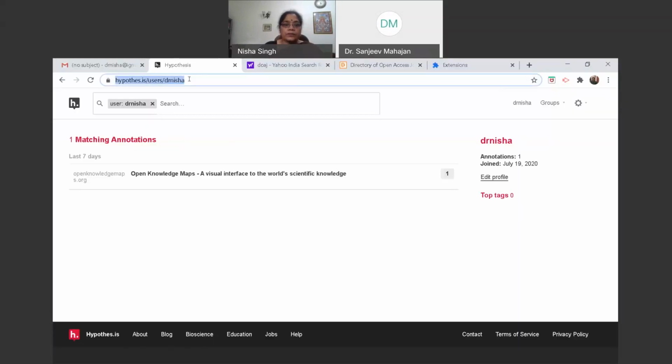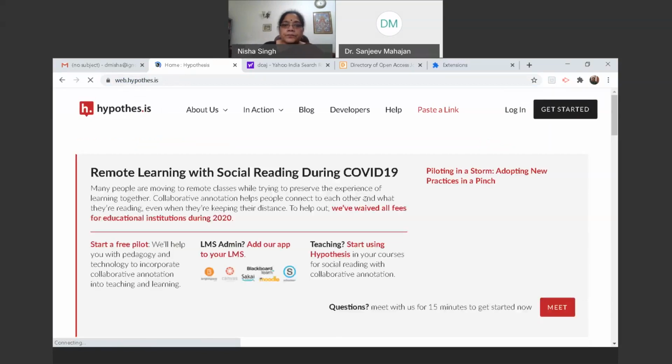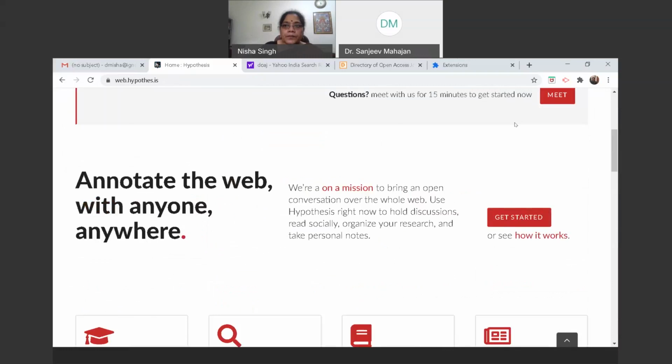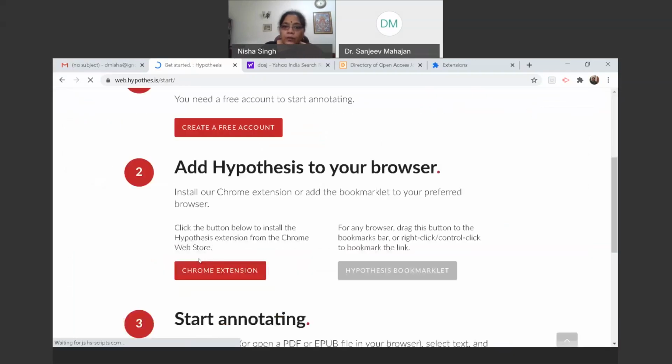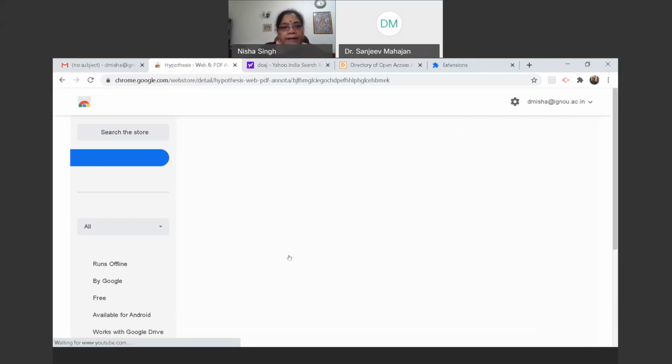I'll just get started. Let me try with another account. I have to add a Chrome extension for hypothesis. This will be added in the Chrome. It works in Chrome. So I'll have to go to Chrome and add a Chrome extension. Get started. Chrome extension. It will add an extension to the Chrome. आपको ये Chrome web store पे ले जा रहा है, जैसे किसी भी extension को आप add करते हैं, add to Chrome.